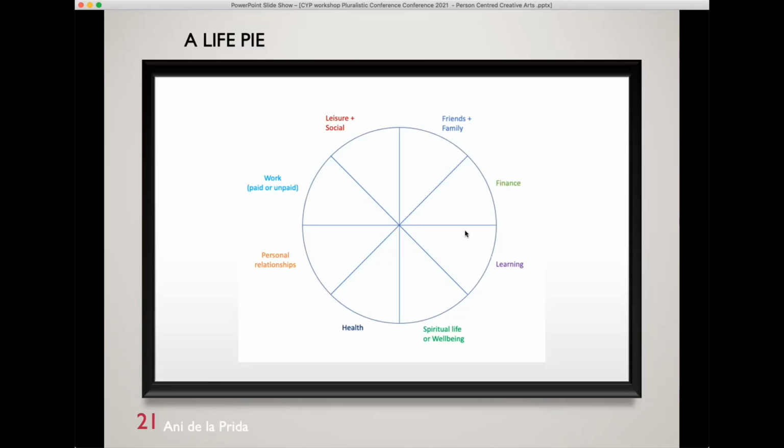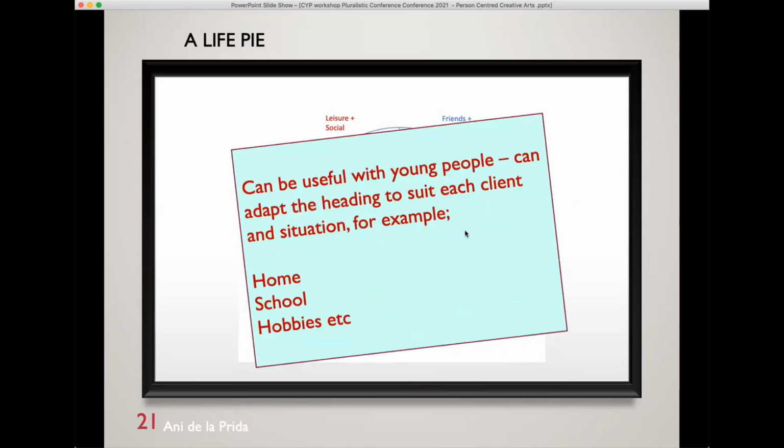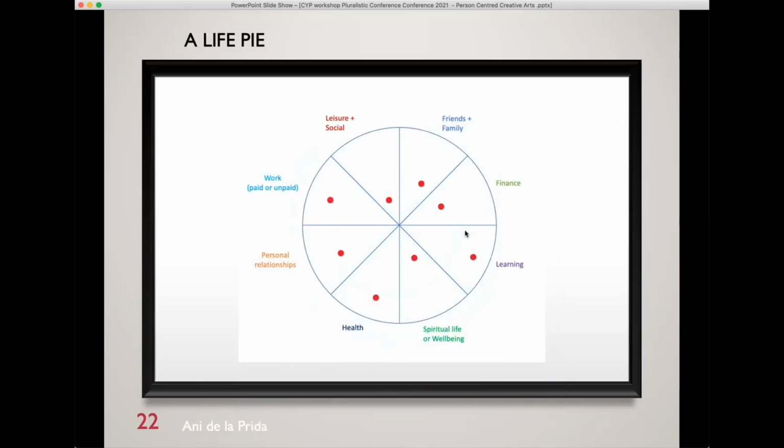Yeah, okay. Now what I'd like you to do is put a dot in where you think. So if the centre is like 0 and the outer edge of the segment is like the 10, the maximum, put where you feel you are at the moment. So if you feel like your finance is okay, it's not great, could be better, it's middling, put your dot there. If you think you've been doing loads of learning and you've been here today and you've been doing loads of PD, put it there. So put the dot where it represents where you are in your life at the moment.